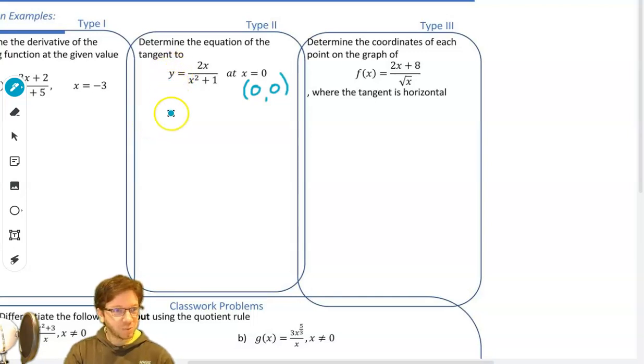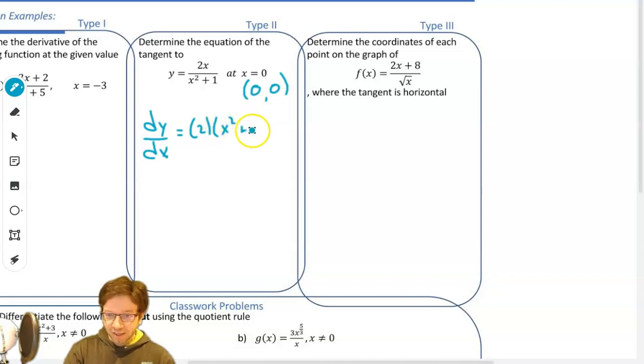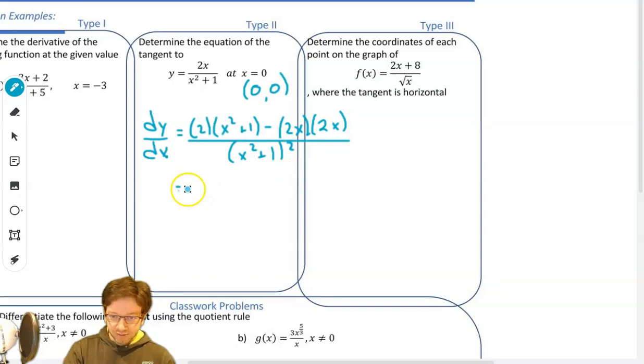So let's figure out what the derivative of this is. Now, since it's given as y, I'm going to use Leibniz notation. I'm going to do dy by dx. And then apply the quotient rule. So the derivative of the numerator is 2 multiplied by the denominator x squared plus 1. Subtract the numerator, multiplied by the derivative of the denominator, which is 2x, all over the denominator squared.